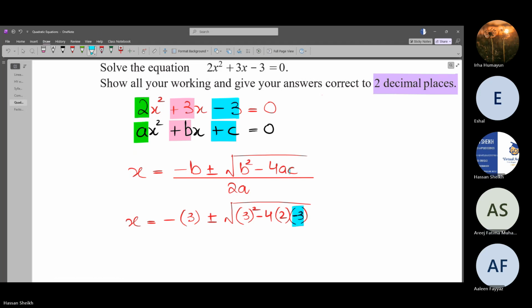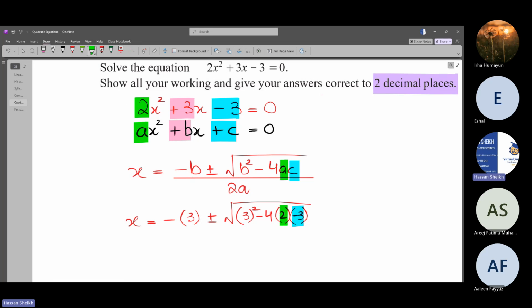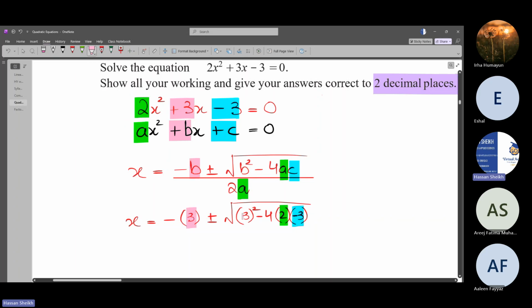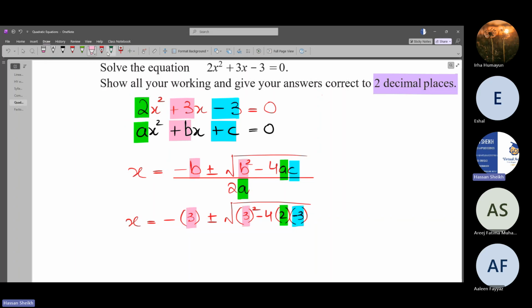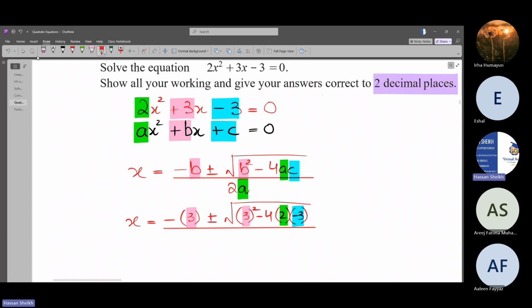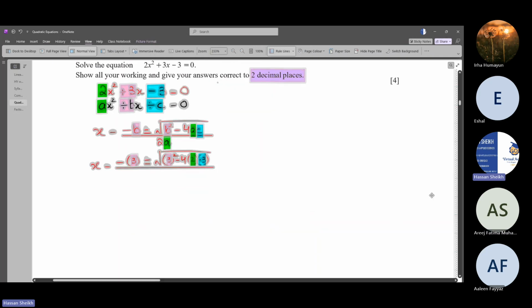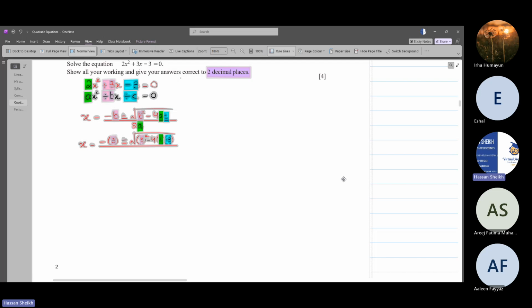Just highlighting these so that you understand these are the values that we write for B, A, and C. Okay. Now, once you reach this step, you need to use your calculator, either the FX991ES or any other calculator, because it's a two decimal place answer and only your calculator can give you that.